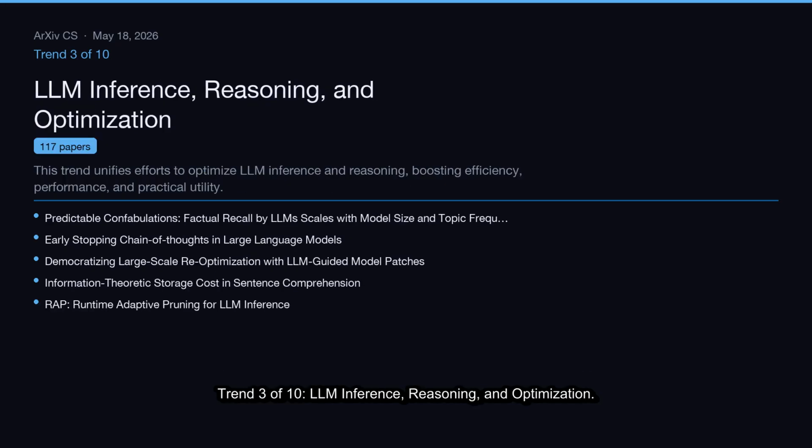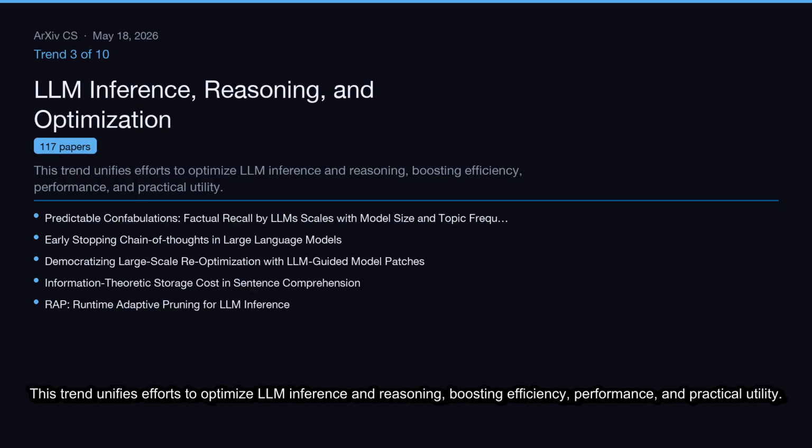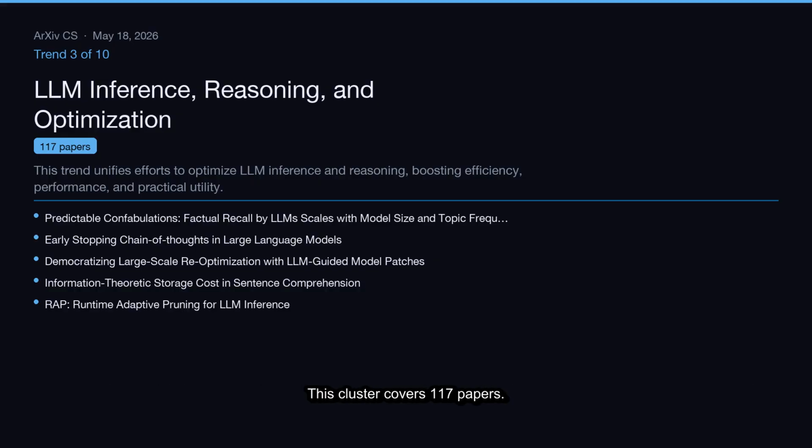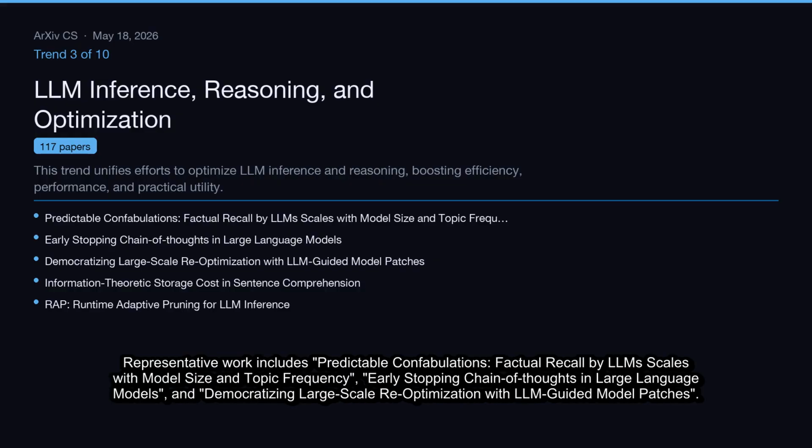Trend 3 of 10, LLM inference, reasoning, and optimization. This trend unifies efforts to optimize LLM inference and reasoning, boosting efficiency, performance, and practical utility. This cluster covers 117 papers. Representative work includes predictable confabulations, factual recall by LLM scales with model size and topic frequency, early stopping chain of thoughts in large language models, and democratizing large-scale reoptimization with LLM-guided model patches.